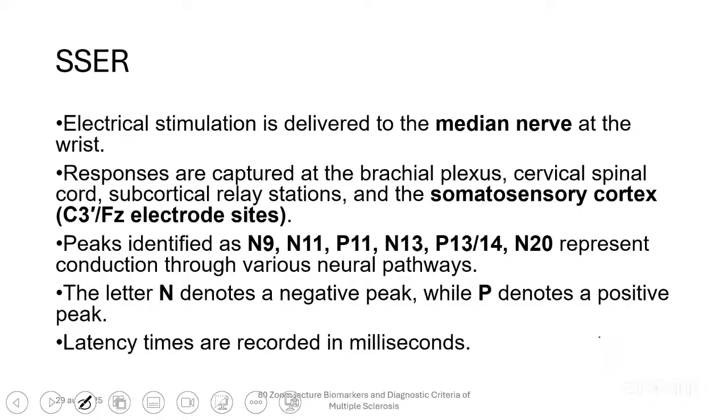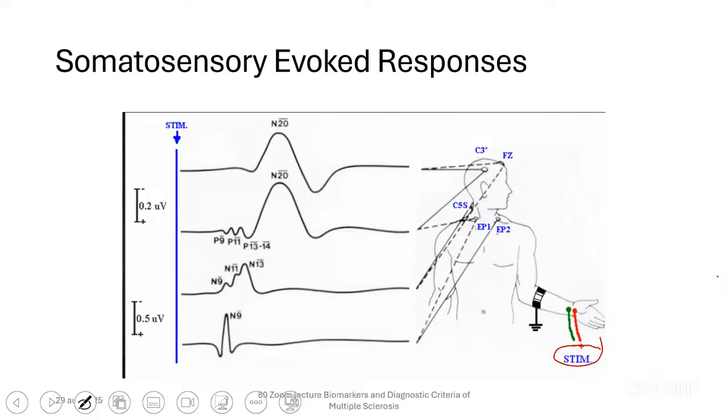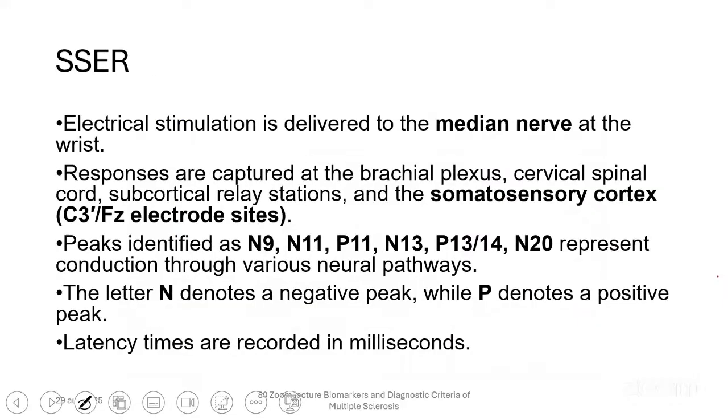They represent conduction through various neural pathways. The letter N denotes a negative peak, while the P denotes a positive peak. You can see the positive peaks and the negative peaks. Positive peaks are down, P11 and P13, 14 down. The negative peaks are up. So N is negative and P is positive. The latency times are recorded in milliseconds.